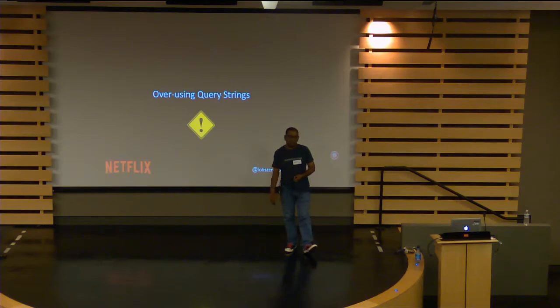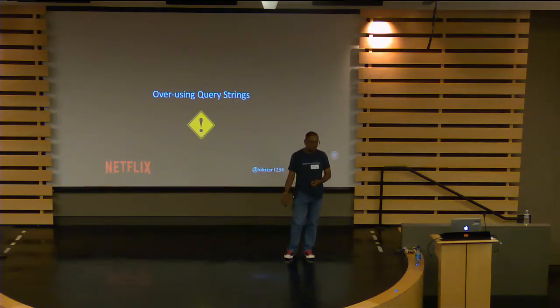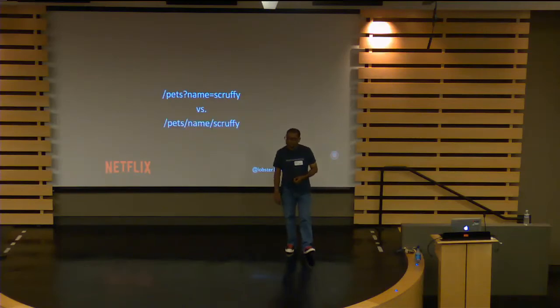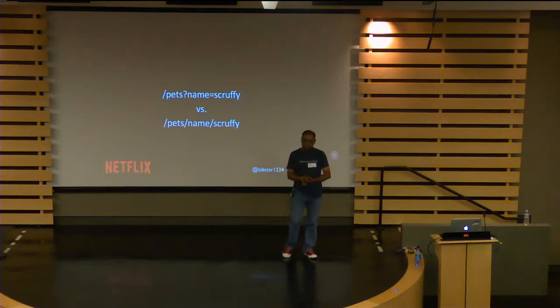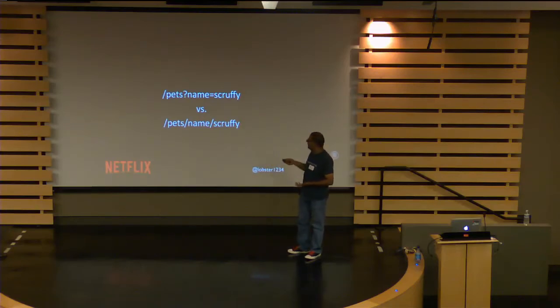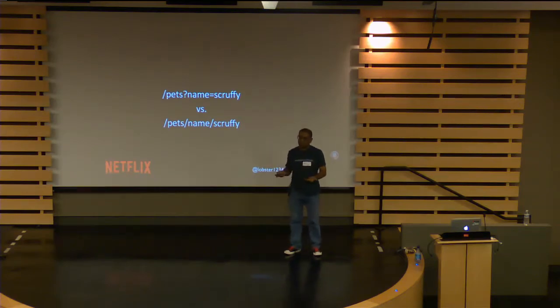Now this is a very, very common anti-pattern which we have seen in a lot of APIs. This is an example of that. So I'm looking for a pet, and the pet's name is Scruffy. So in the first case, I'm using a query string. I'm saying name equals Scruffy. And in the second one, I'm doing the right thing, where I'm saying pet slash name slash Scruffy. Now, both of them work. Both of them will give me the same result.